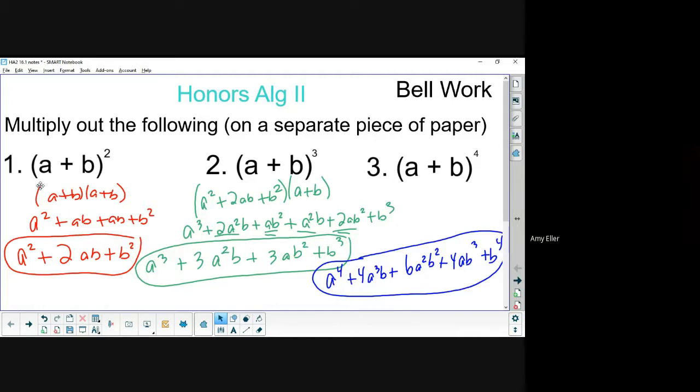If you're not done, it's okay. I'm going to talk about it. It's a big part of what we're doing today and tomorrow. This is called binomial expansion. Binomial, because there are two terms and we're expanding it.